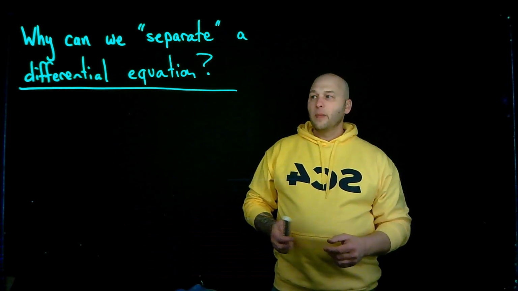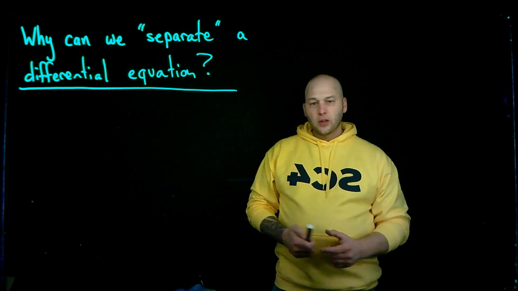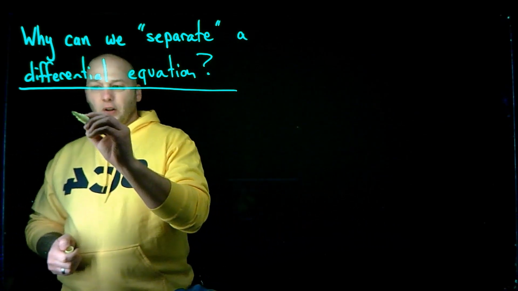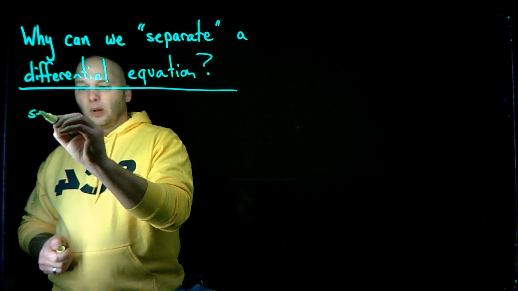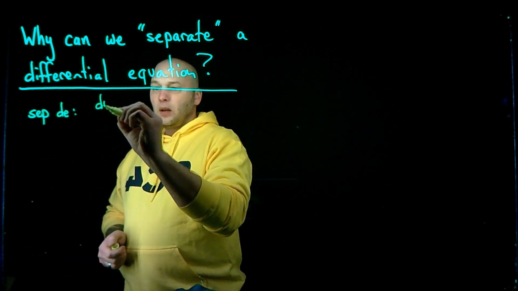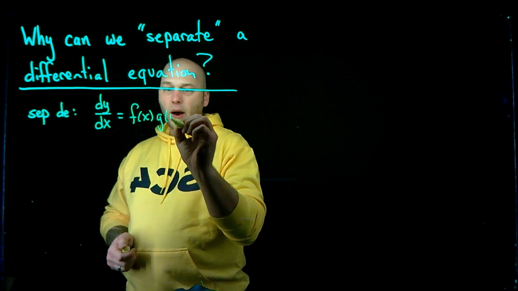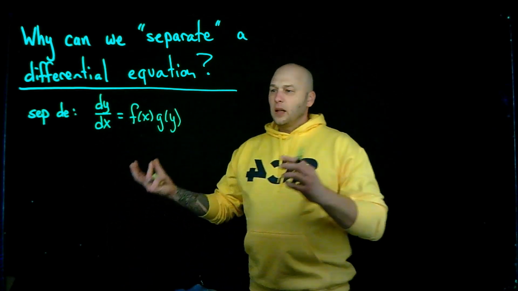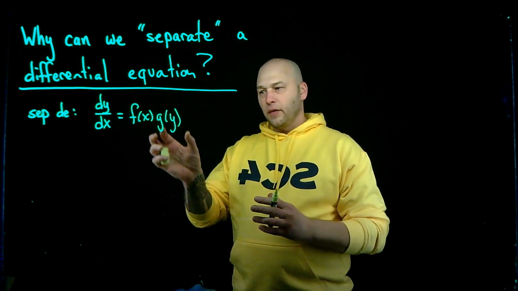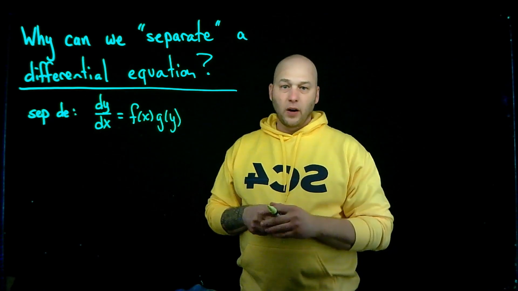In this video, I want to talk about why we can separate a differential equation. In your differential equations course, you maybe have learned about separable equations, which are differential equations that look like the following. A separable differential equation is one that satisfies the following. The derivative is equal to a product f of x times g of y. What that means is the collection of terms that have the variables in them, I can write as a product of an expression in x times an expression in y. And once I do that, I can use the separation of variables technique.